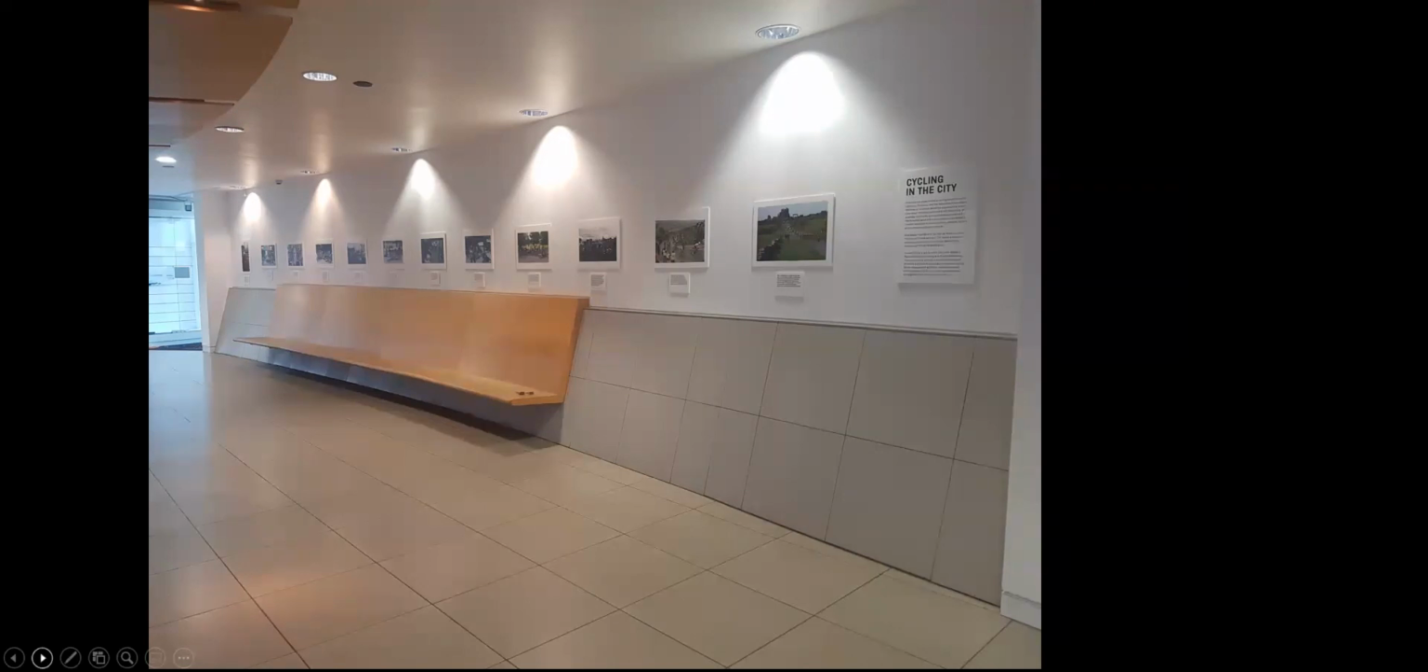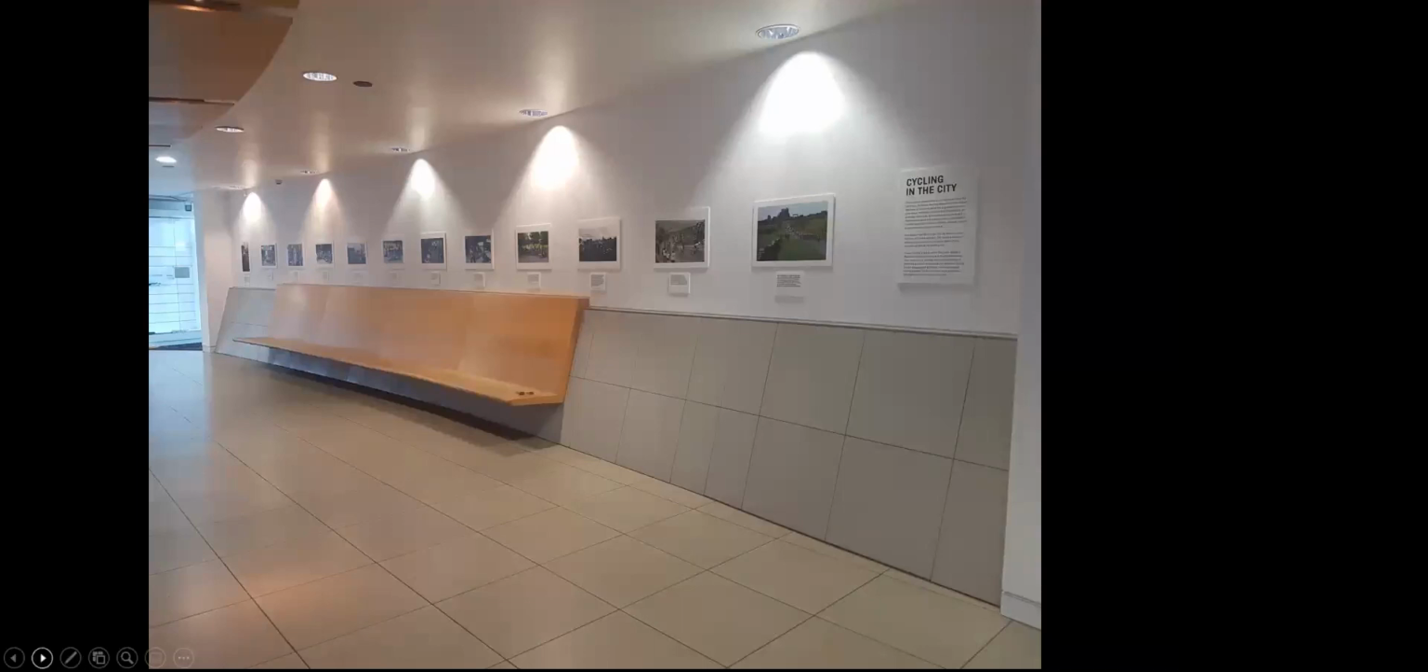So, high dwell time, high foot traffic area. And as you can see from this picture, the exhibition is called Cycling in the City. The museum has decided to put that wall above the bench to good use and developed it into a little changing display space. It holds between 8 to 14 A2 images with their labels and an introductory panel, so people understand what the display is about.